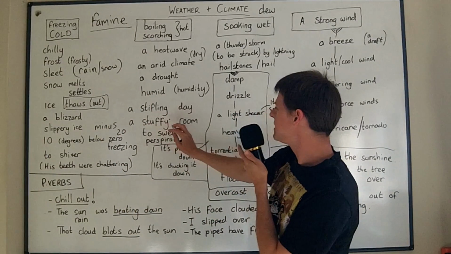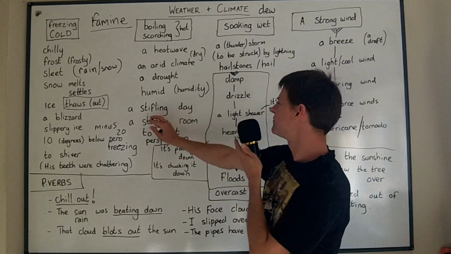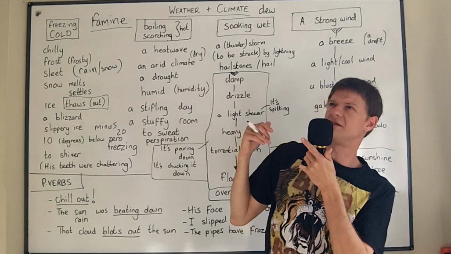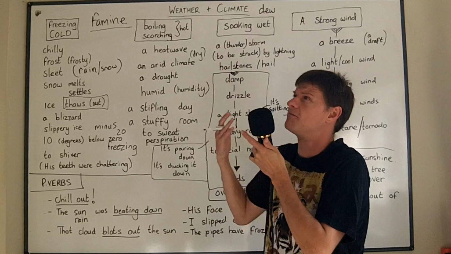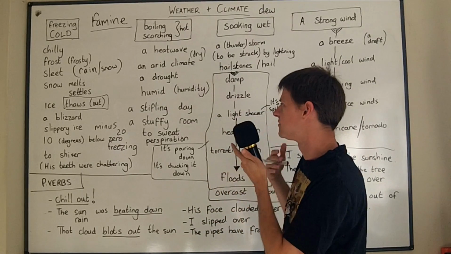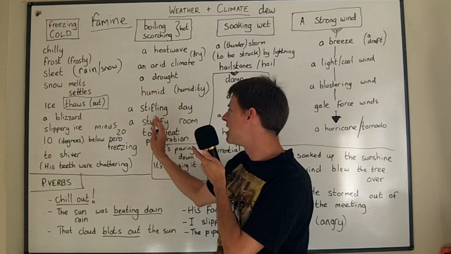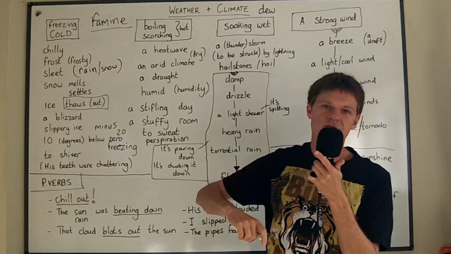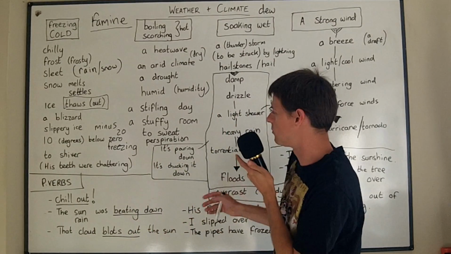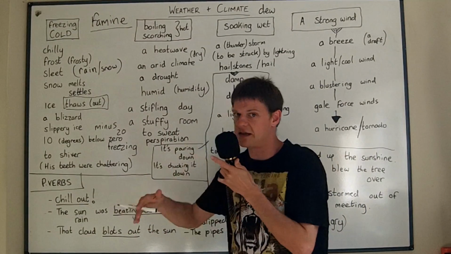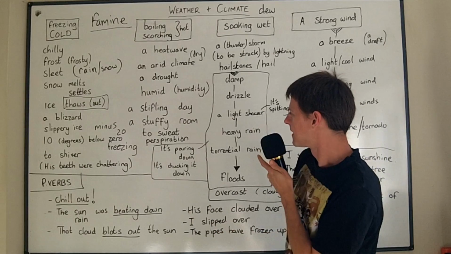Okay, stifling. If the day is stifling, it means that you'll find it very difficult to breathe on that day. There doesn't seem to be much oxygen in the air, and so it's a stifling day. It's very similar to stuffy. Stuffy means that there's not much oxygen around, and so on the metro or on the underground it can get very stuffy when it's overcrowded.